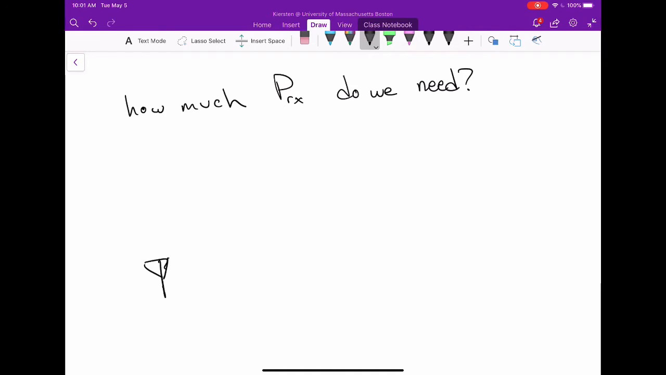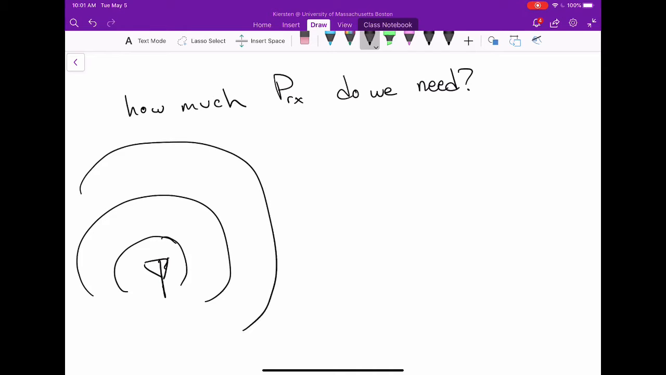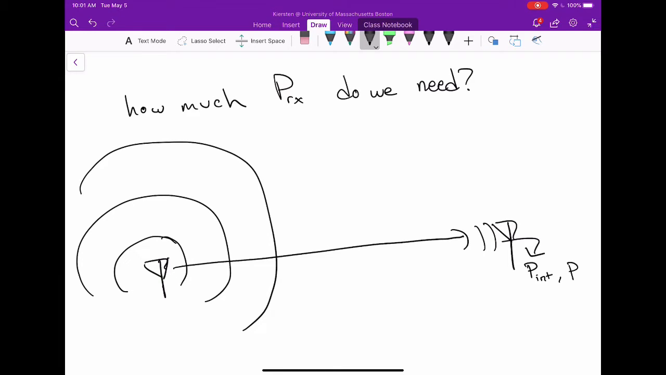So let's say we've got our transmitter over here. Here's our transmit antenna, and it is radiating some waves that are spreading out spherically from it, and some of those happen to go in the direction of our receive antenna. Now our receive antenna accepts those, and that gets transformed into P intercepted, which we talked about last time, and P received once we deal with the efficiency of the antenna.